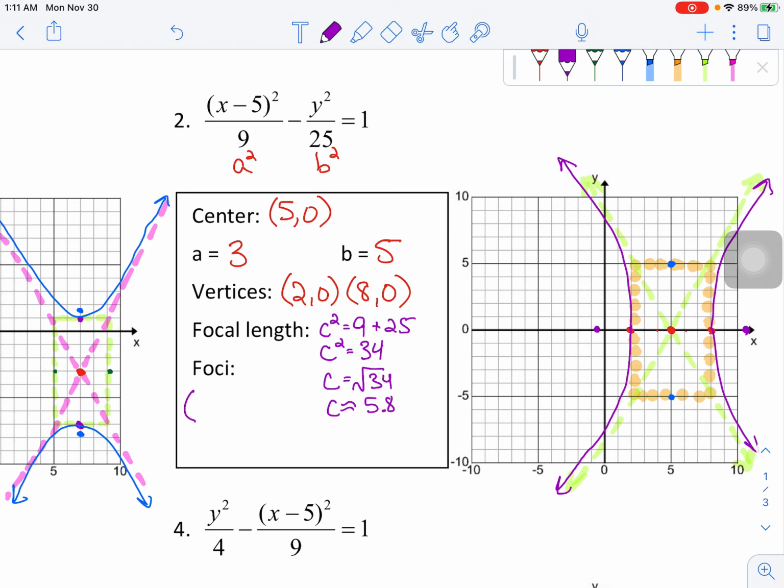All right. So where are those? Well, we obviously changed the x-axis. So we're going to do 5 plus root 34 and 0. That's a 34. There we go.